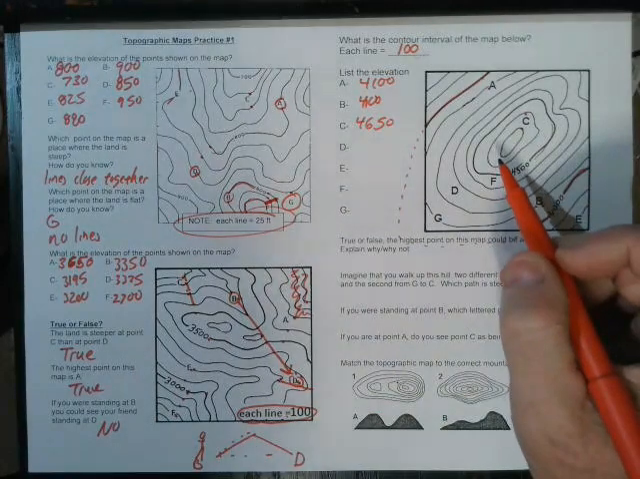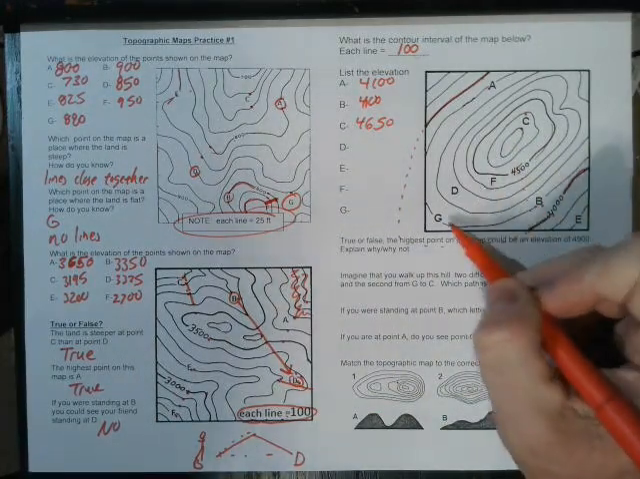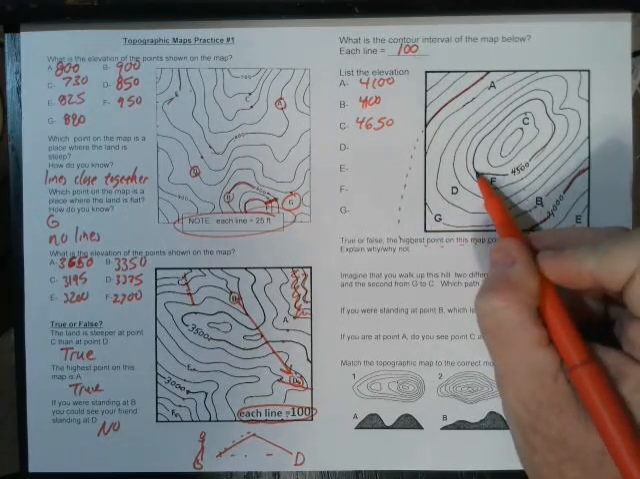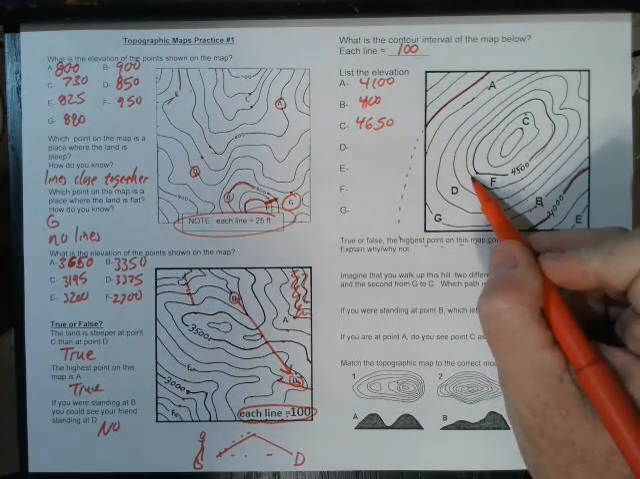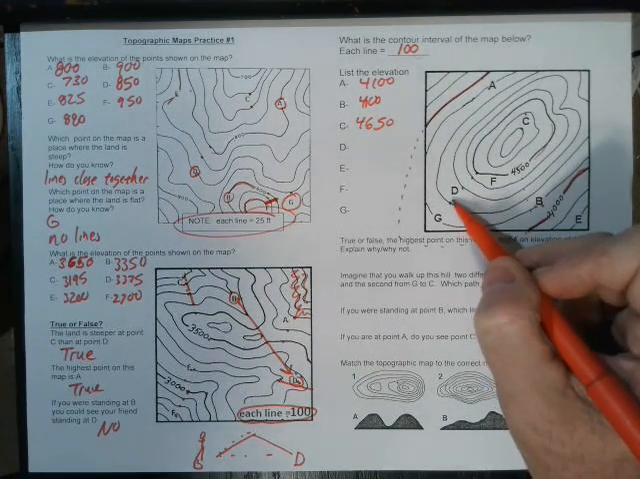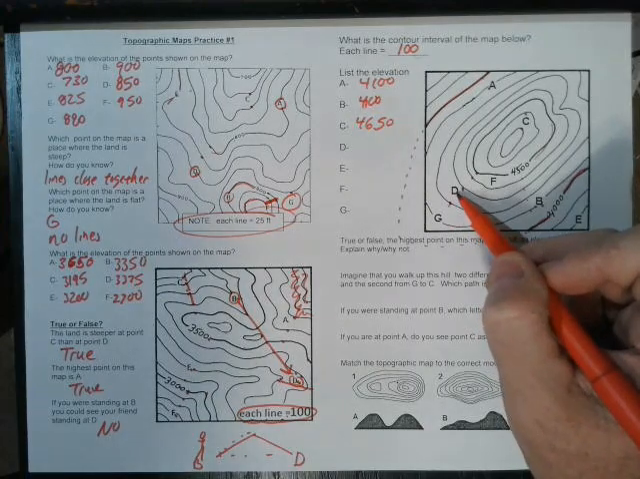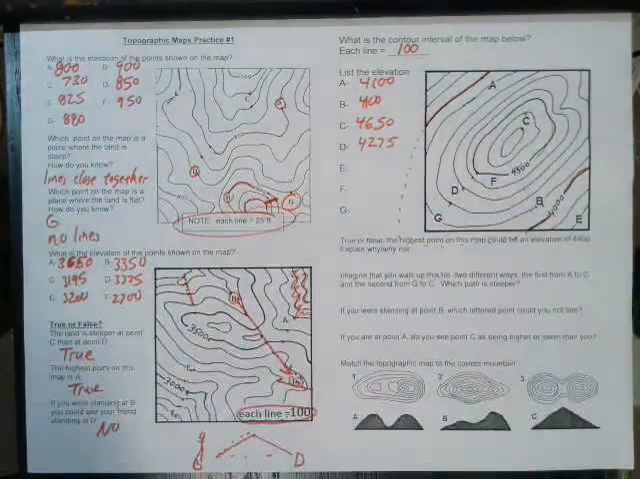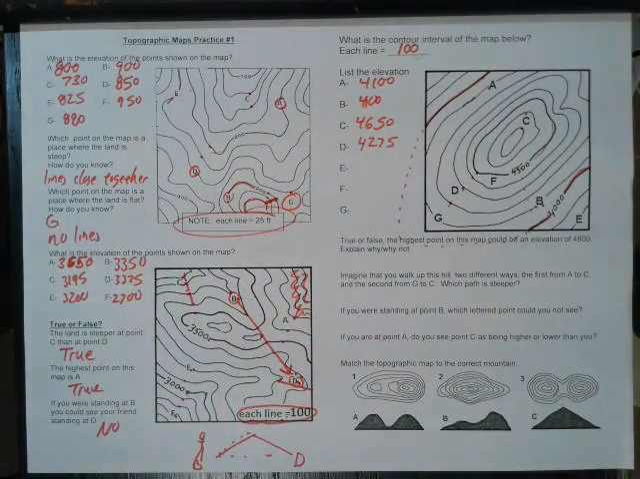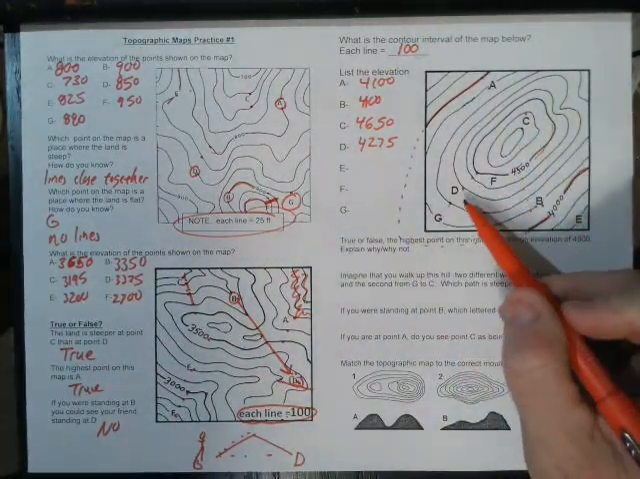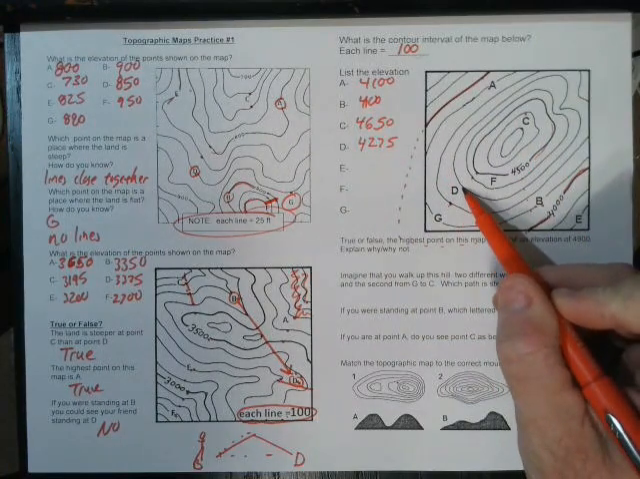Let's go to D. Well, now I don't have a number down here. I don't have a line with a number down here, so I'm going to count from this one. It's 4,500, 4,400, 4,300, 4,200. So it's somewhere between 4,200 and 4,300. I'm thinking it's a little bit closer to the 4,300, so I'm going to say something like 4,275. You can say something a little bit different for that answer because we're estimating, and we can estimate differently. Just has to be a number between 4,200 and 4,300.